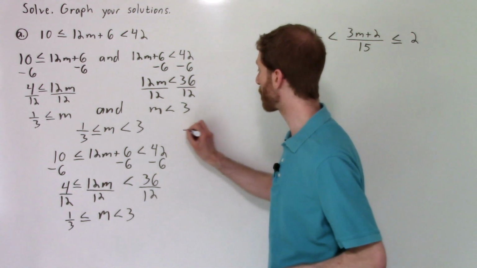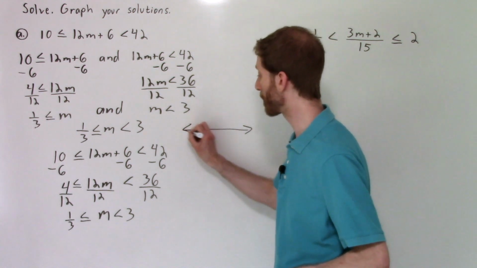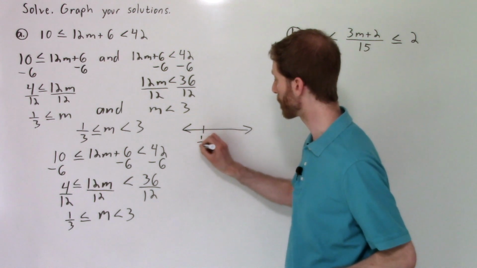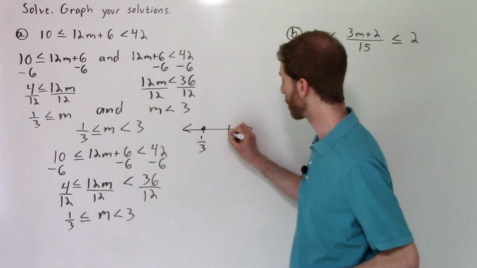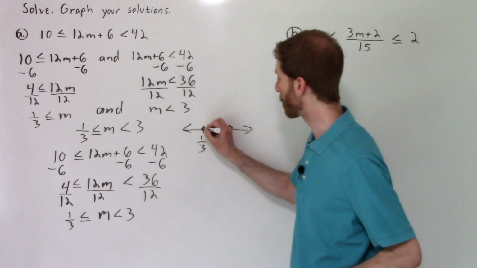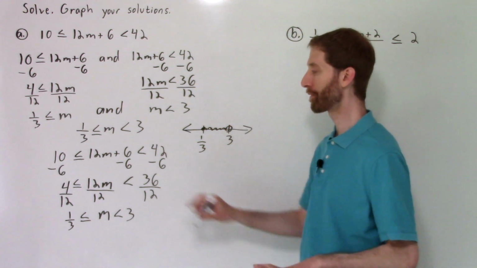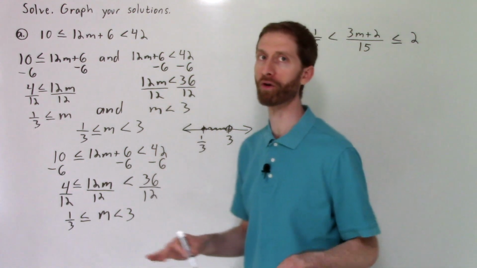Now, in terms of graphing out our solution, that's a little review for us. We're between 1/3 and 3, including 1/3. So I've got a 1/3 here with a closed circle, a 3 there with an open circle, and we'll shade everything in between. That's it. I prefer method 2, but method 1 is perfectly fine.